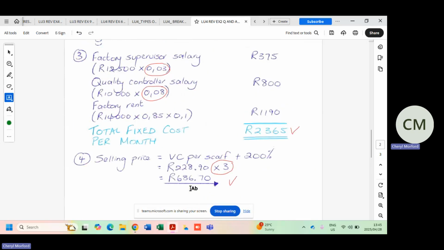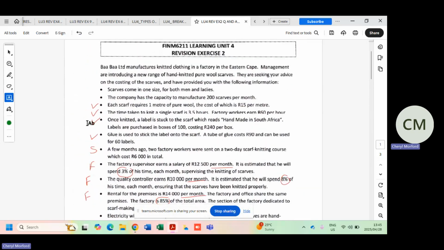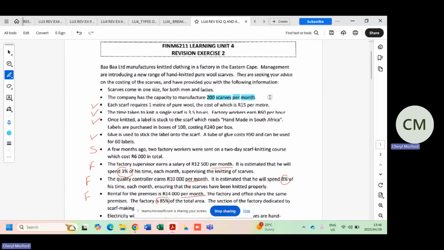Now, let's just have a look at something interesting over here. How profitable is this business potentially? Let's have a look at some information in part 1. Sorry, over here it says it's got the capacity to manufacture 200 scarves per month. So only 6 scarves are required to cover all of the cost. So that means that the other 194 are going to contribute towards profit. So this would appear to be a very profitable business.